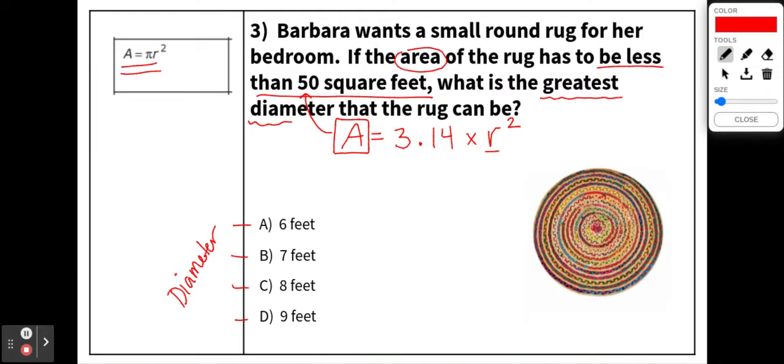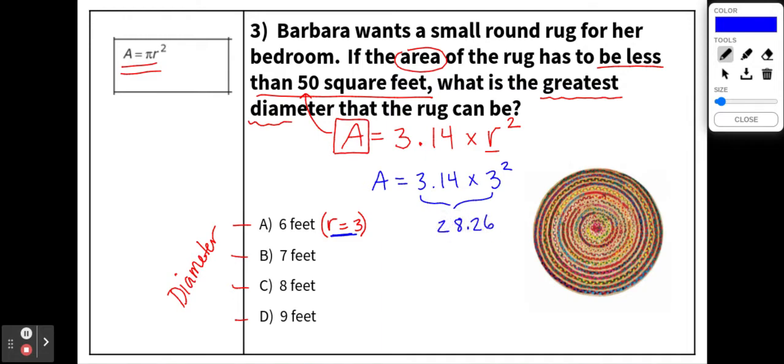Let's try 6 feet. Now remember, 6 feet is a diameter. So the radius would be half. The radius would be 3. So let's go into the formula and let's just try plugging in 3 for radius and see what kind of area we get. I'm going to switch colors so that you can follow my work here. So area equals 3.14 times 3 squared. Let's type that in the calculator, 3.14 times 3 squared. That gives us an area of 28.26.